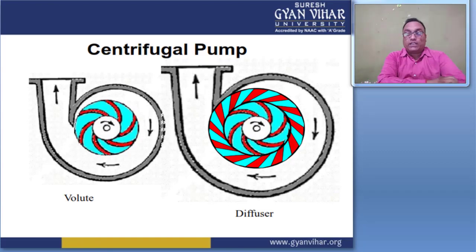And the volute casing: the impeller is fitted inside the casing. The volute casing is curved in shape and increases in cross-sectional area, and the volute reduces the velocity of the liquid and increases the pressure energy. So the volute casing is very important, and we can say that it converts the kinetic energy into pressure energy, right?